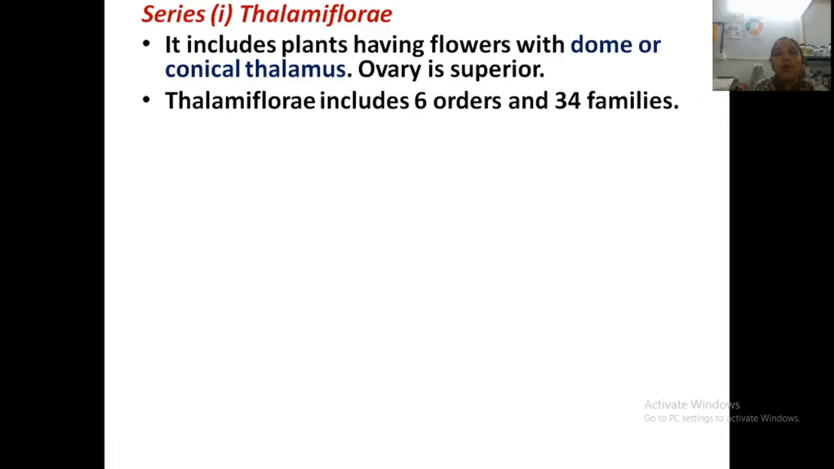So in that time, I will describe what is thalamus. A cup-shaped or dome-shaped structure on which all floral parts arise. And here in Thalamiflorae, the ovary is superior. All other parts arise below the ovary. This first series, Thalamiflorae, includes 6 orders and 34 families.